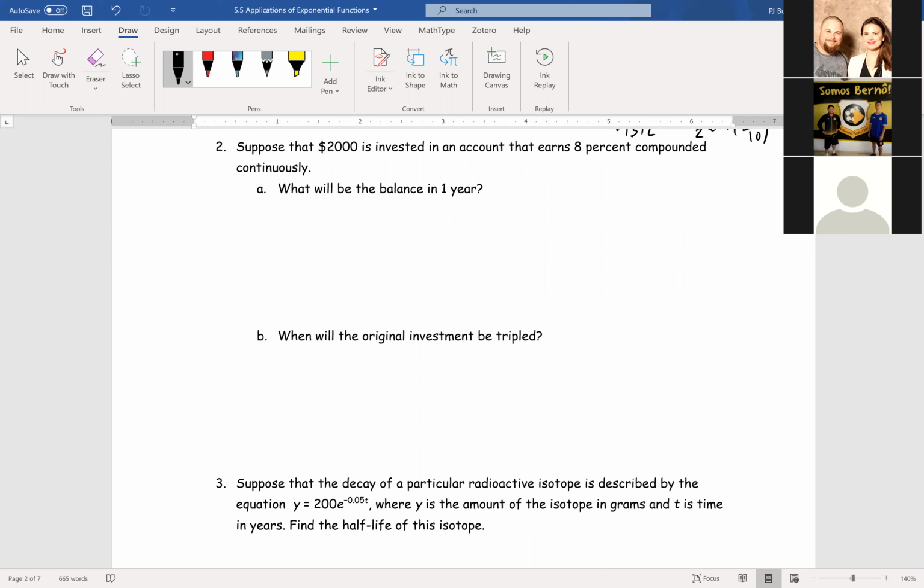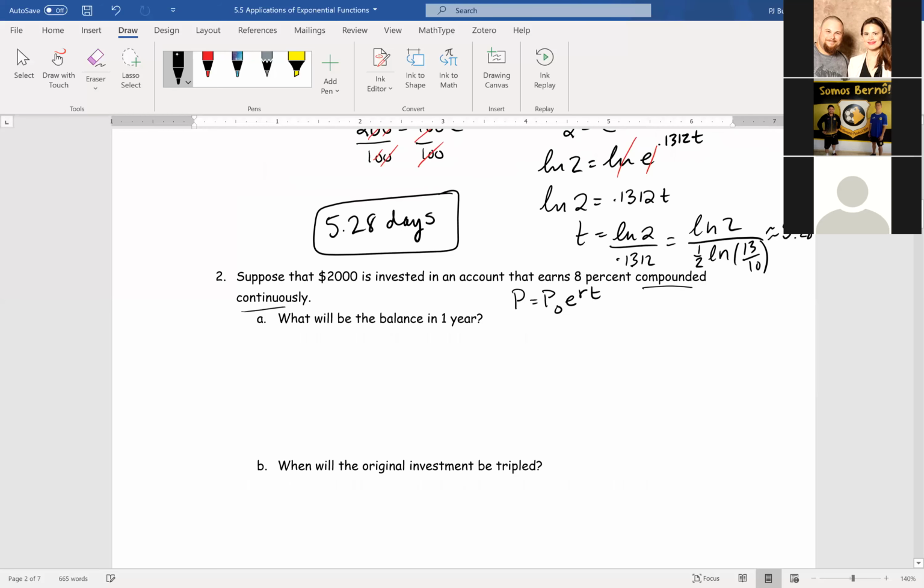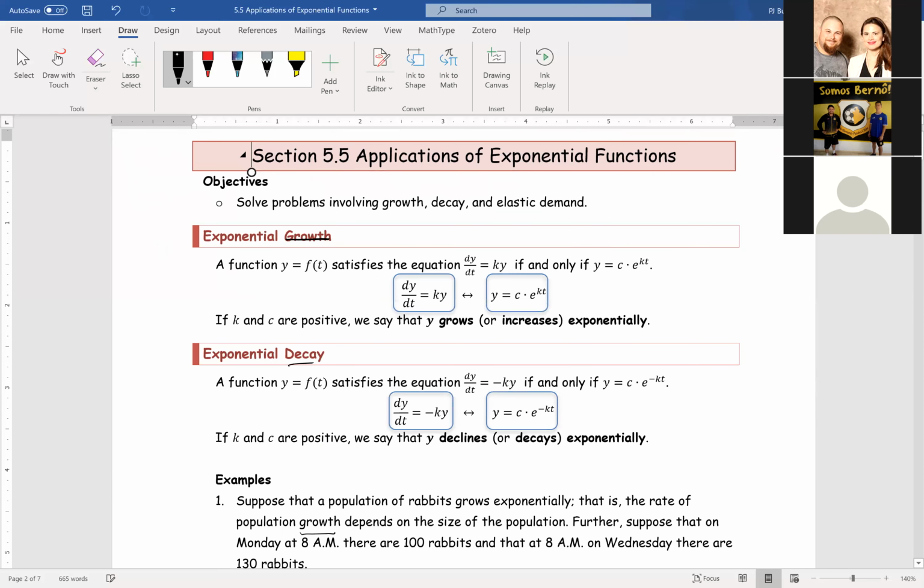All right. Suppose that $2,000 is invested in an account that earns 8% compounded continuously. What will be the balance in 1 year? So recall that for compounded continuously, we had this equation, which in fact looks just like a growth equation.